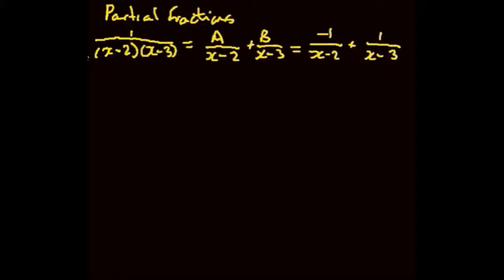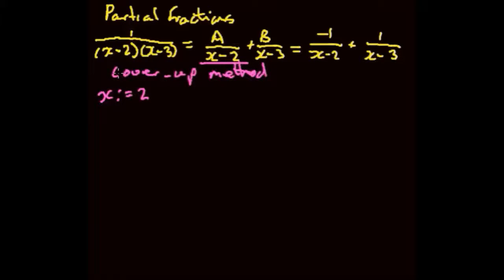And I said that there was another method for this, and the other method is to use the cover up method, which is what we're going to have a look at now. In the cover up method, my plan is to make x become equal to 2, and if I do that, this term here becomes 0.